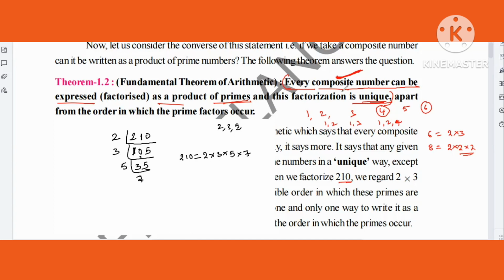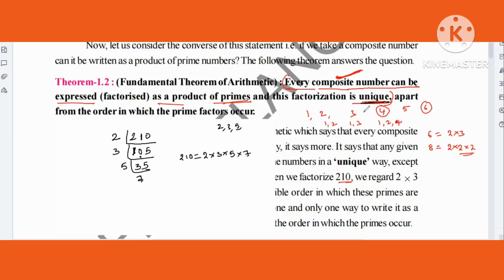This is a unique way. You can't write it as a product of any other primes. This 210 you can write as a product of only these primes. You can't write it as a product of any other primes. That's why it is called a unique way.